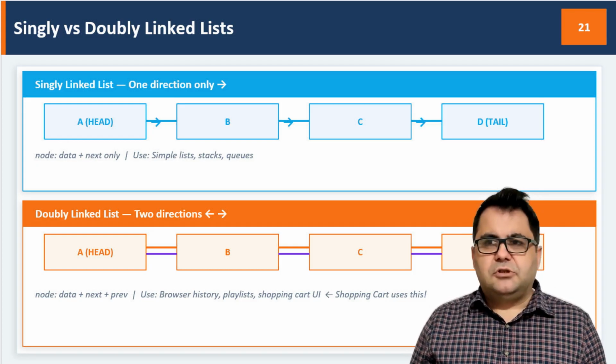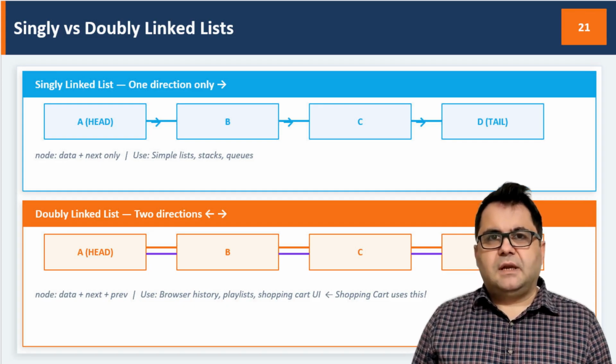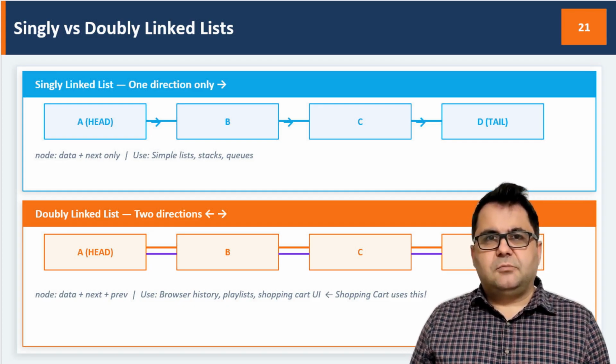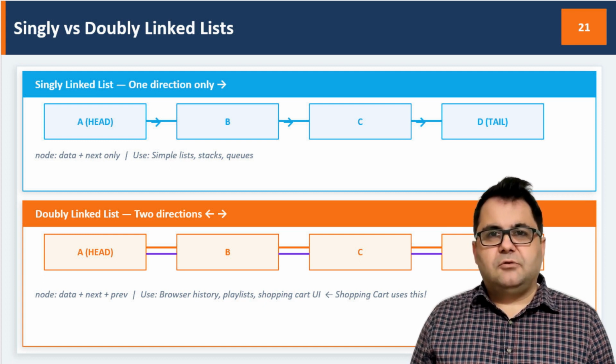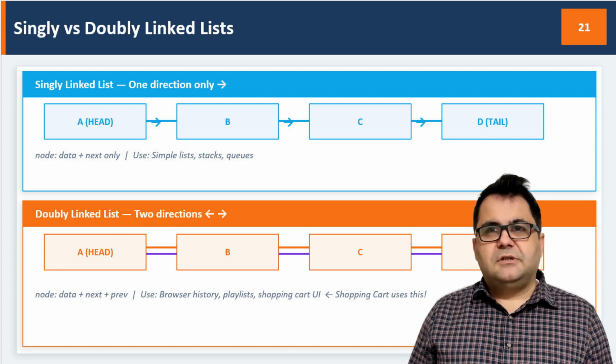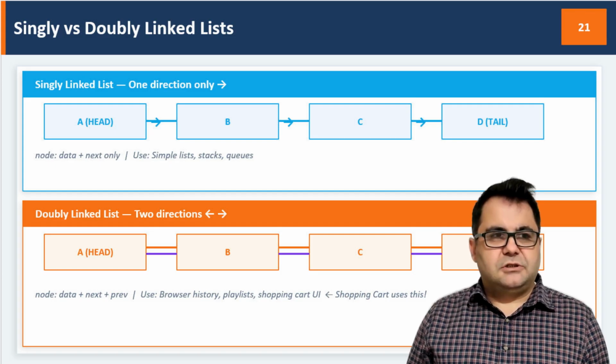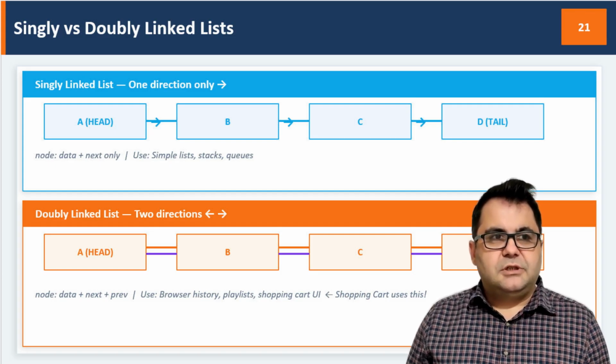For shopping cart, which is better? Doubly is better. Why? Because in the UI, user might want to navigate backward, like remove current item requires knowing the previous item. For now, we'll learn singly to keep it simple, but remember doubly exists for when you need it.